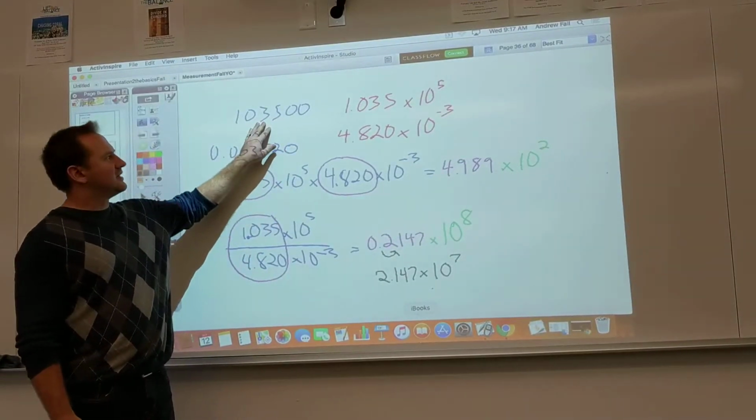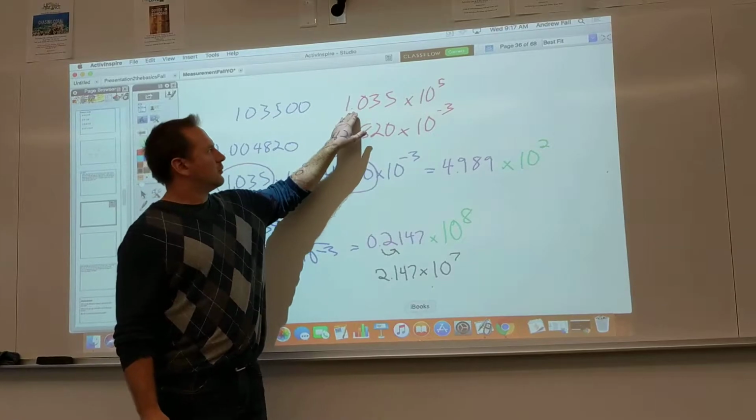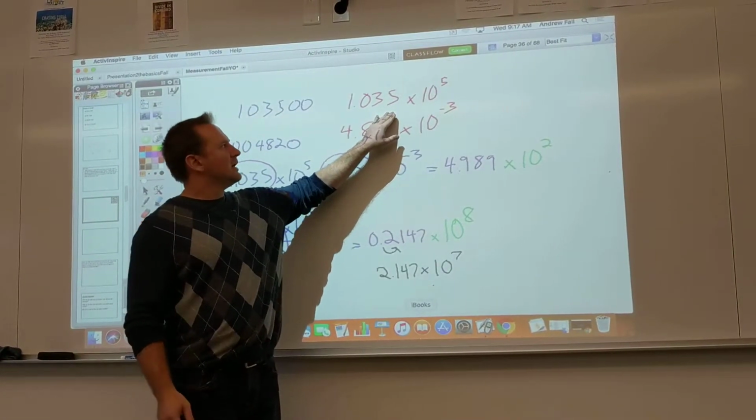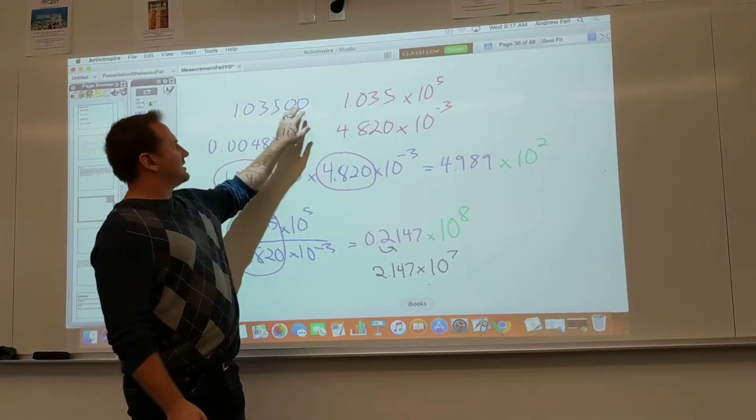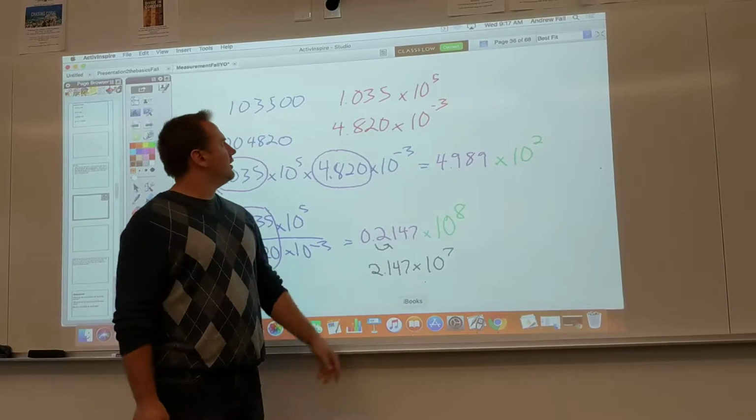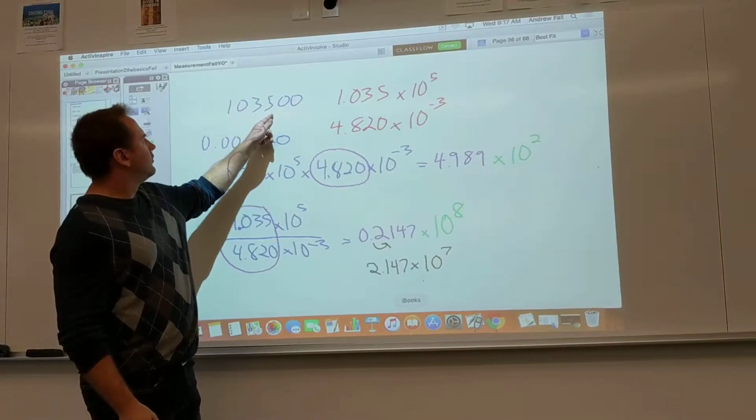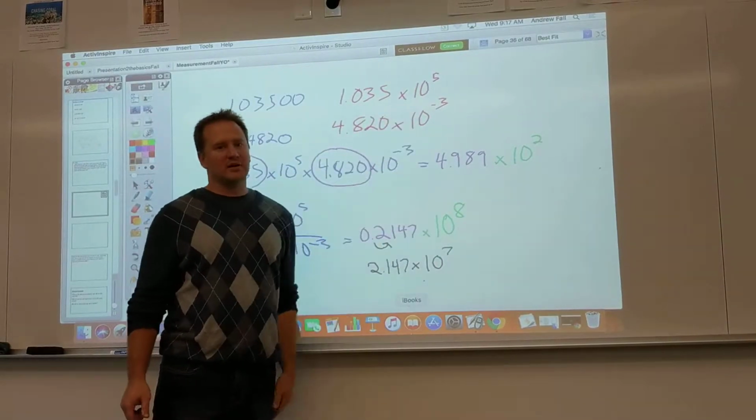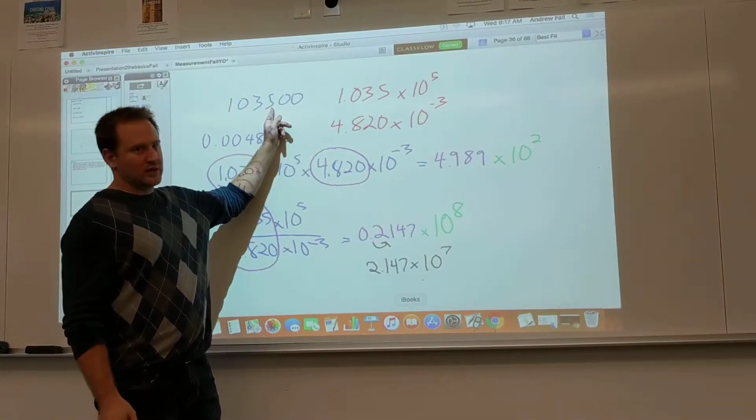So if we're writing this in scientific notation, you would put 1.035, because carrying the four sig figs, and then you would represent where the decimal place lies by using powers of 10. So we would say times 10 to the fifth, because you had to go 1, 2, 3, 4, 5. Also, if you multiplied this number by 10 to the fifth in your calculator, you would get that.